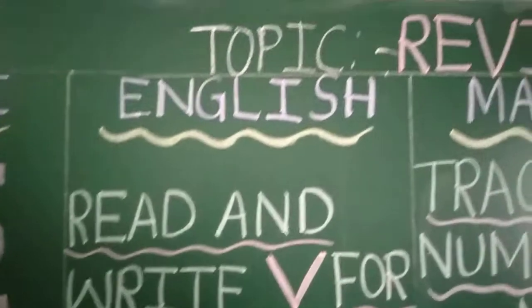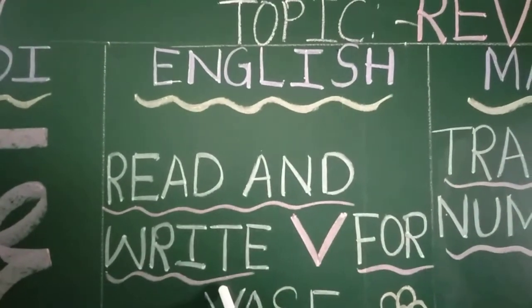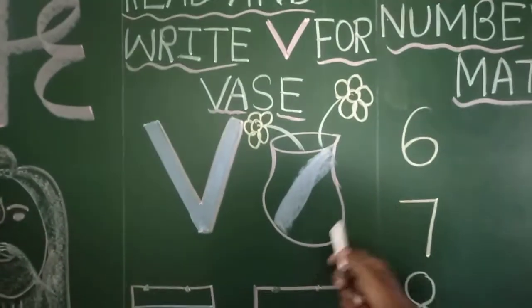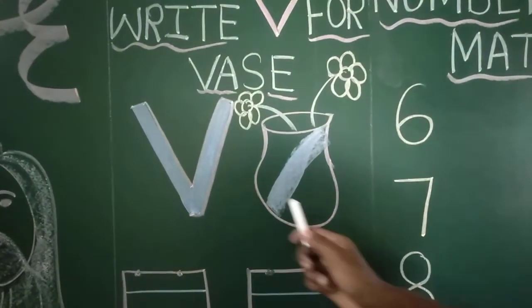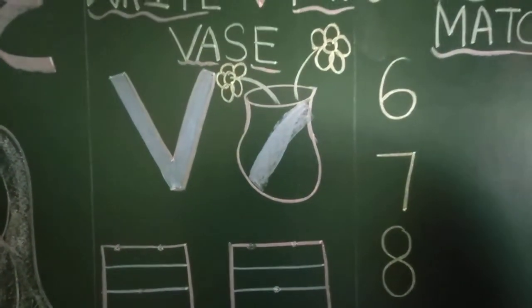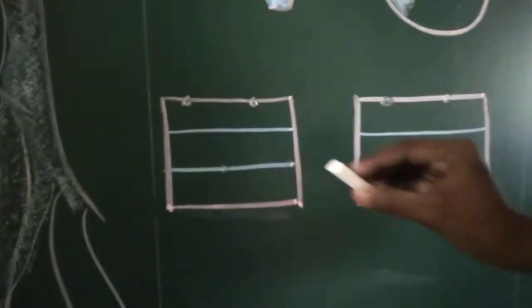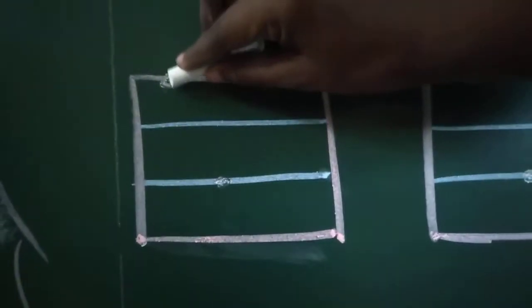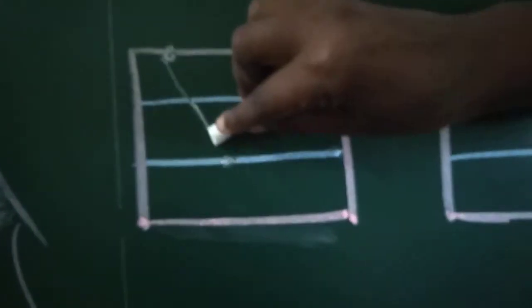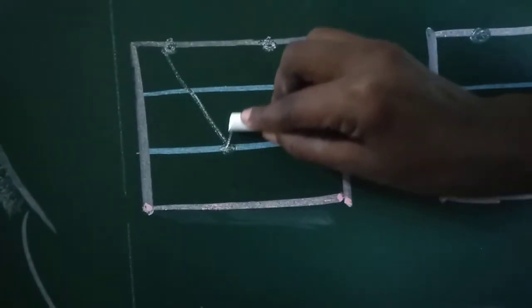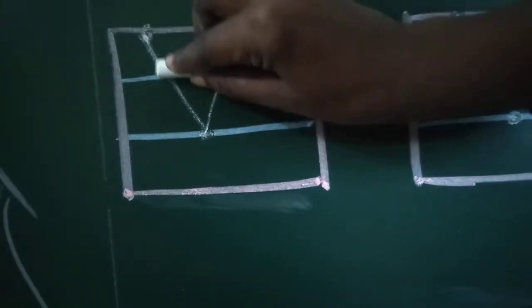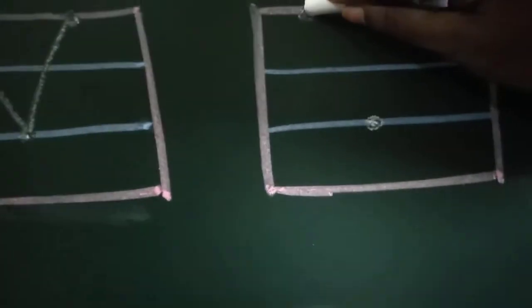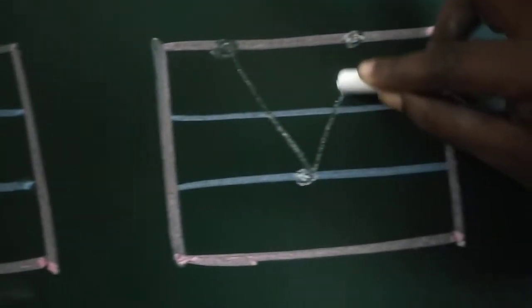In English, the teacher taught you to read and write V for vase. Okay, V for vase. Which letter did the teacher teach you? V for vase. Today again we will see how to write V for vase. Okay, see here, from red to blue dots are given. You have to write a slanting line and one more slanting line. Red to blue slanting line, then blue to red slanting line. One more time, see, slanting line, slanting line.